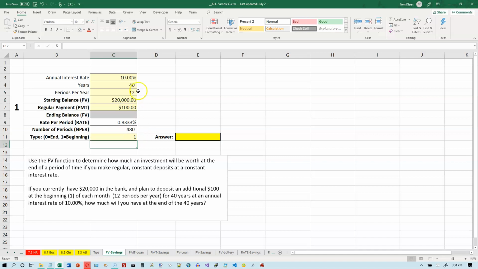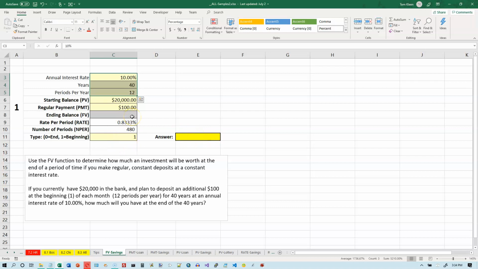Okay. So as soon as we put in this number and this number, it divided 10% by 12 and calculated our rate per period. And as soon as we put in this number and this number, it multiplied those two together and found out how many periods we have altogether. So these 3 numbers that we put up here at the top are important because they're used to calculate this number and this number down here. These 3 numbers, however, are not used when we start using the future value function.